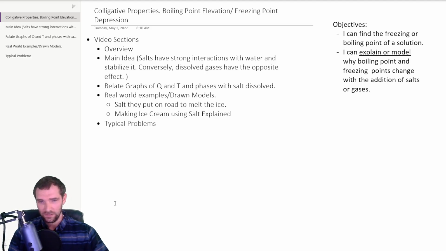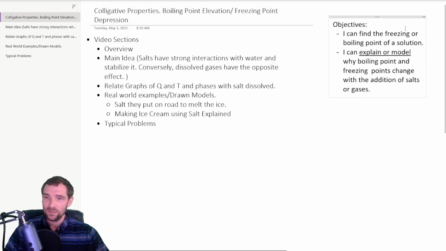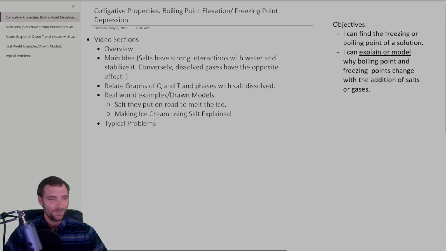And then we'll do some actual typical problems. But the problems will be kind of near the end after we've thought through a lot. So you should be able to find the new freezing point and boiling point of a solution. But you also should be able to explain the general ideas that give us this relationship.